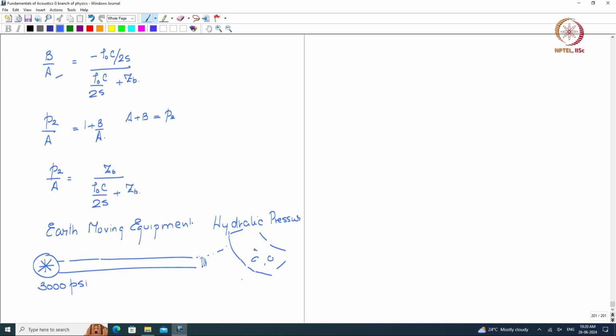Okay. Now these gears are rotating, and so they are sending in pulses. So there is a mean pressure of 3000 psi, let us say, and then there are pulses on top of it. Now it may just happen that the line length and all the properties of the oil and air trapped in it are such that this line goes into resonance.